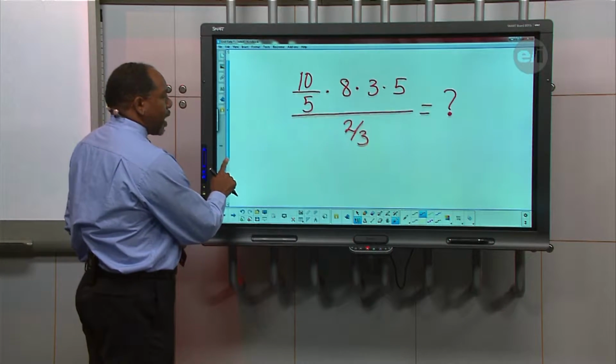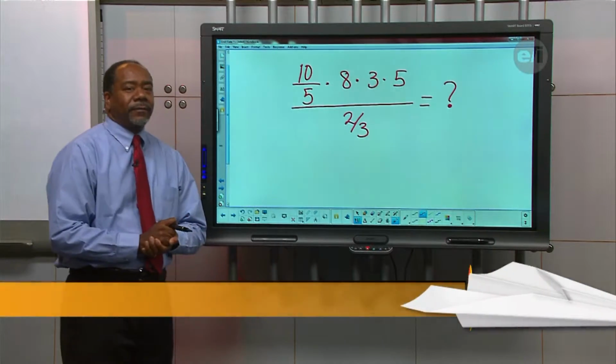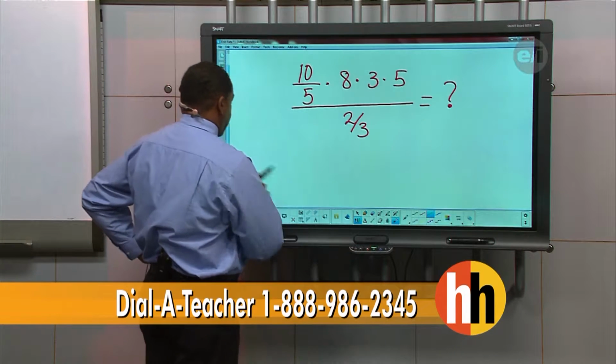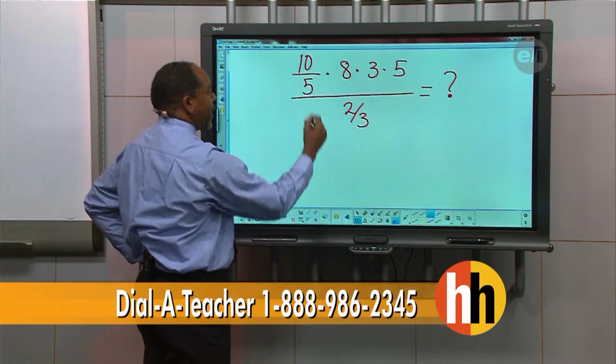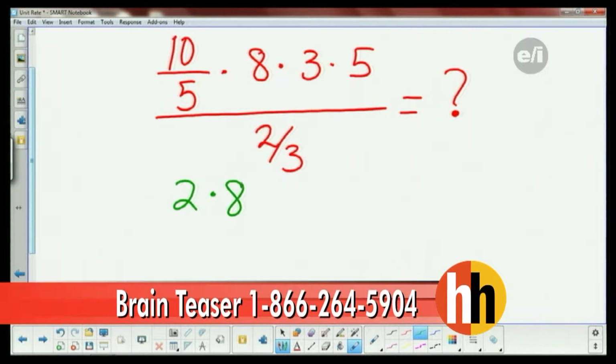So when I look at this problem, the first thing I see is 10 divided by 5. I know that 10 divided by 5 is going to be equal to 2. So if I just rewrite my problem, then I'm going to do something a little bit different.